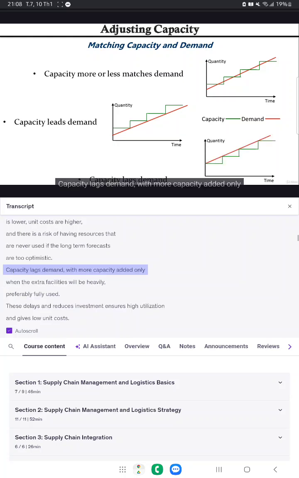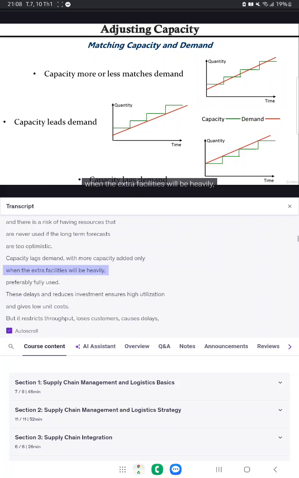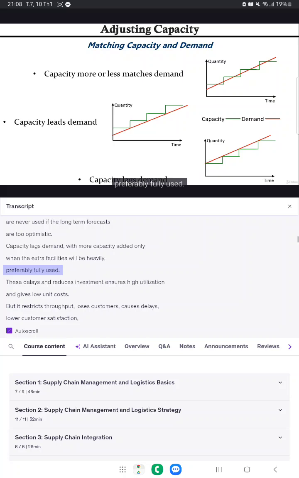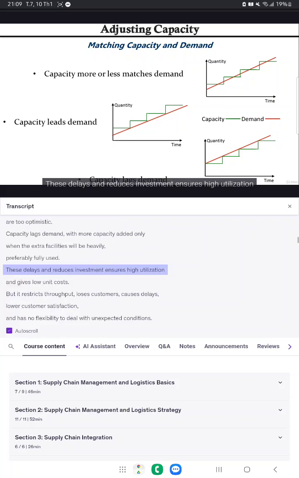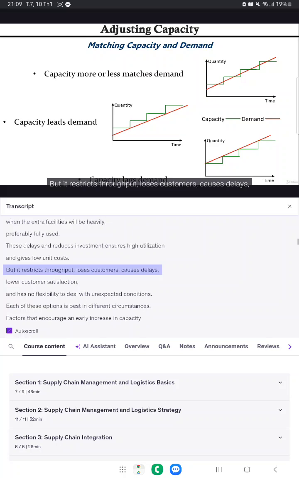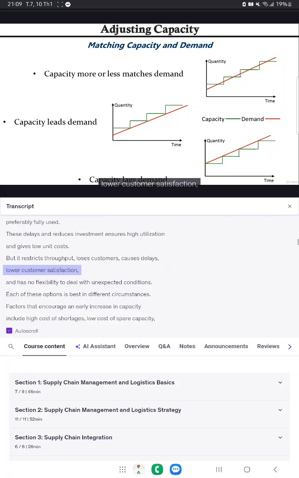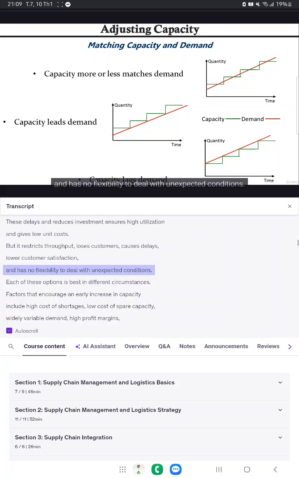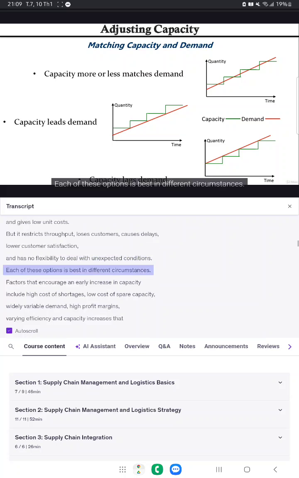Capacity lags demand, with more capacity added only when the extra facilities would be heavily, preferably fully, used. This delays and reduces investment, ensures high utilization and gives low unit costs. But it restricts throughput, loses customers, causes delays, lowers customer satisfaction, and has no flexibility to deal with unexpected conditions. Each of these options is best in different circumstances.